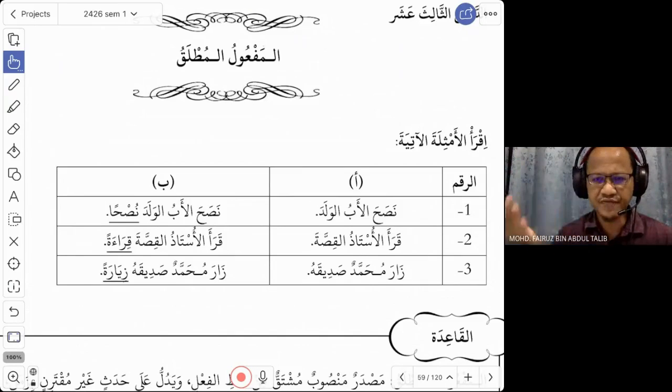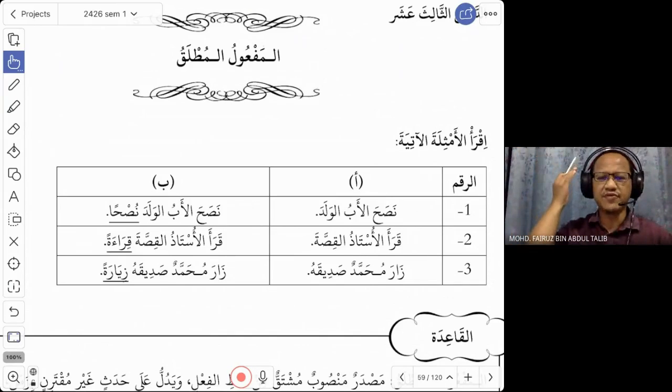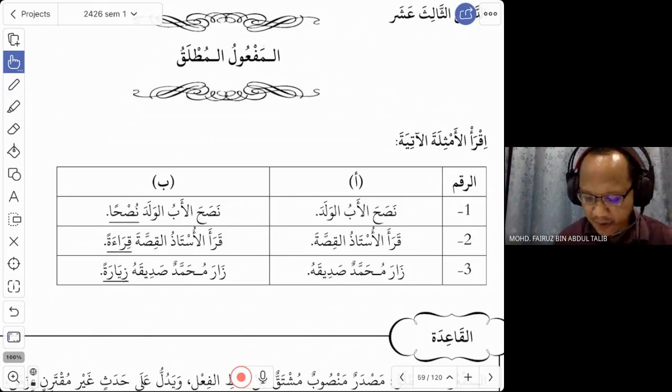Of course, in the previous lesson you learned maf'ul bih, the direct object. In Nahu, we have more than one maf'ul. You have maf'ul bihi, and today you learn about maf'ul mutlaq. Later we will learn about another, maf'ul li ajlihi. So there are a few maf'ul in Lugha Arabiya. Today it is about maf'ul mutlaq.